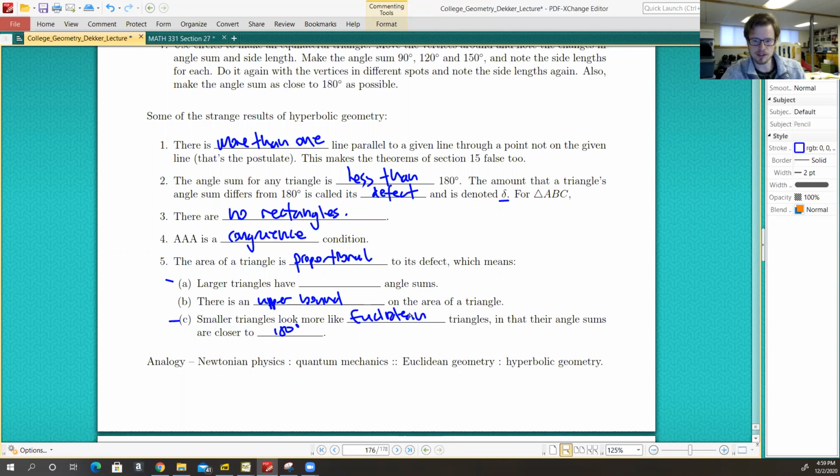Oh, actually, no, yeah, we probably did have that one right. Smaller triangles look more like Euclidean in that their sums are closer to 180. If larger triangles have smaller sums, then smaller triangles would have larger sums, and that would make sense because if we're always less than 180, we'd have to increase to get to 180. So if we're increasing, smaller triangles increase toward 180, larger triangles decrease. So larger triangles have smaller angle sums. Okay, yep, I like that. That works for me.